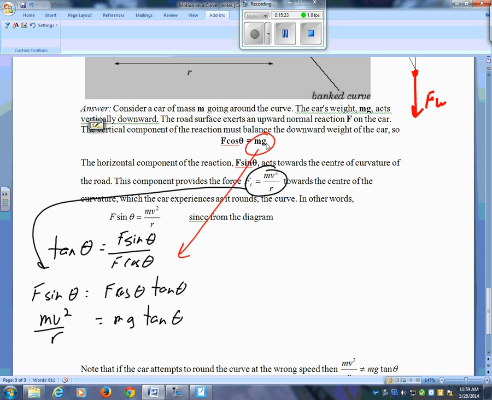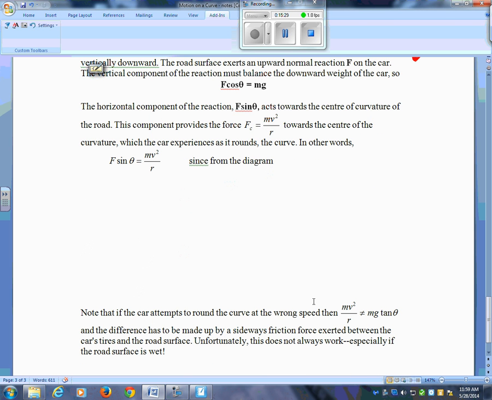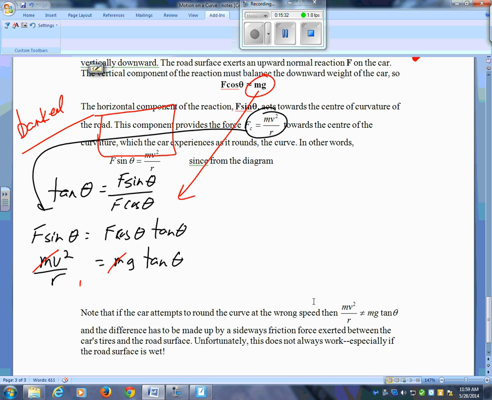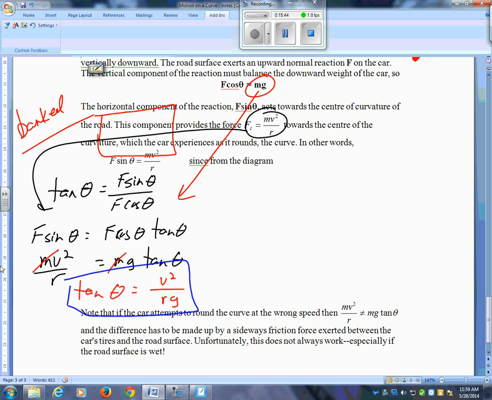Mass cancels. And then I'm going to write the whole thing as tan theta. I'm going to take the g to the other side over here, and I'm going to have v squared over r g. This is the important formula. On a banked curve, the tangent of the angle must equal v squared over rg.